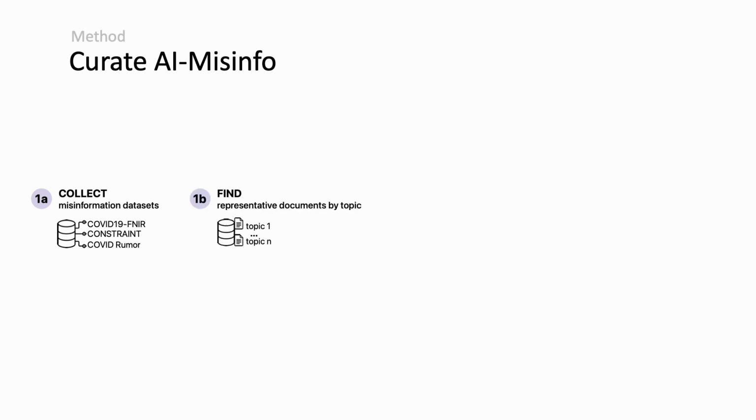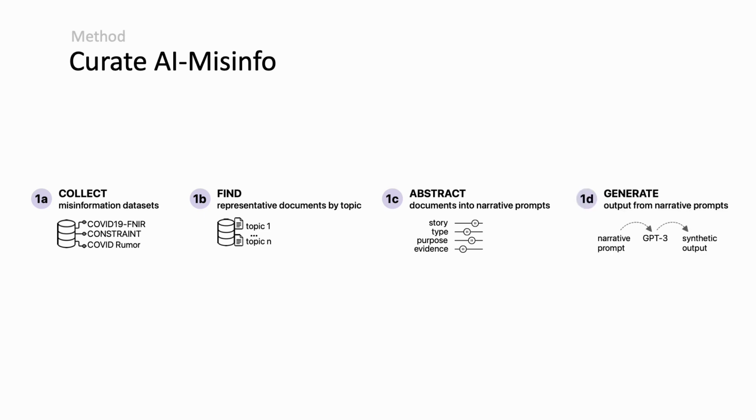In curating an AI misinformation dataset comparable with human creations, we first collected human-created misinformation that was manually annotated to be untrue. Then we found the most representative documents in each topic cluster and conducted manual coding guided by narrative theory to abstract representative documents into what we call narrative prompts. The prompts capture the core story, information type, purpose, and evidence. Last, we used a state-of-the-art LLM, GPT-3, to generate AI misinformation in the form of news and social media posts.